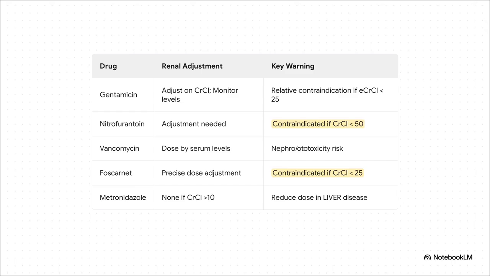For others, like nitrofurantoin or foscarnet, there are hard stops, absolute contraindications below a certain level of kidney function. And then you have a drug like metronidazole, which is largely renal independent but requires a massive dose cut in the face of severe liver disease. You have to know each drug's specific profile.